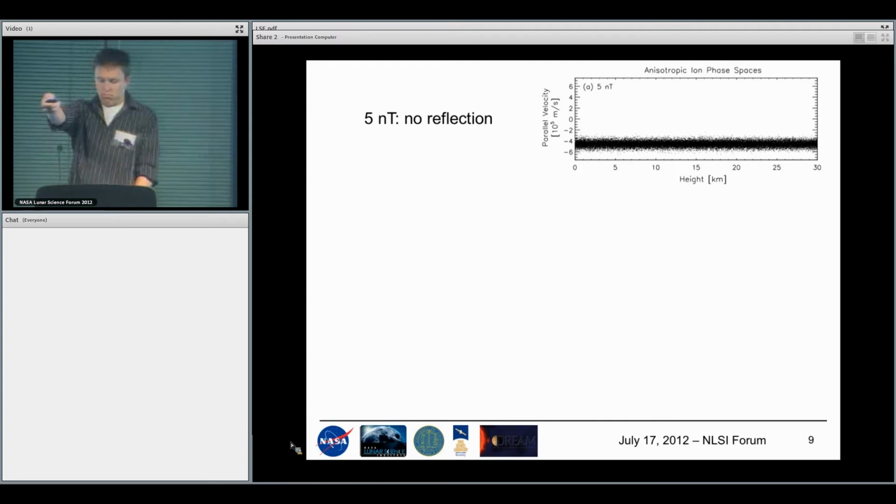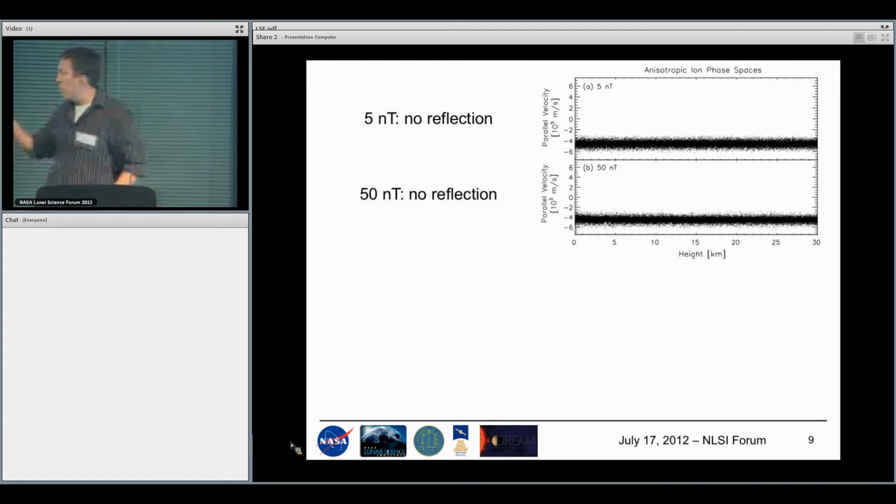Now, how does this actually affect the particles themselves? What I show here are phase spaces. They're simply individual ions, with their velocity here on the y-axis and their height above the lunar surface here. This beam here is the solar wind beam itself. What you're seeing is that for very weak fields, 5 nanotesla or less, there's really no modification of the incident beam. It's directly impinging on the lunar surface.